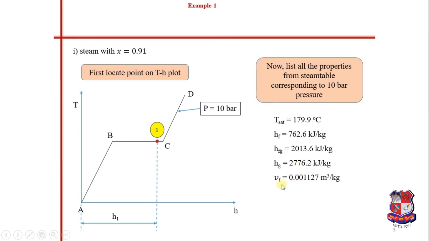Vf means specific volume of fluid, means specific volume of liquid at point B where we are having saturated liquid. Vf is 0.001127 meter cube per kg. And Vg means specific volume of dry saturated steam or specific volume of gas. It is equal to 0.194 meter cube per kg at point C. Okay. So now we have collected all the properties from steam table corresponding to 10 bar pressure.